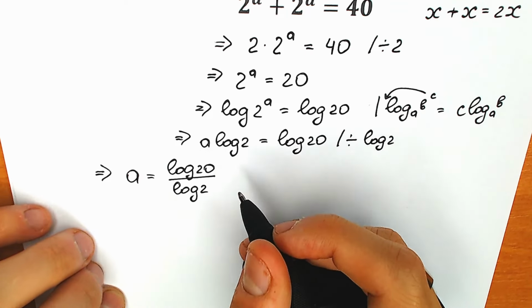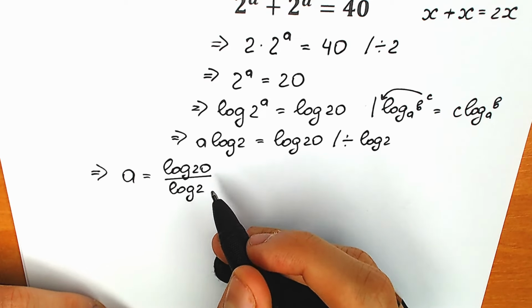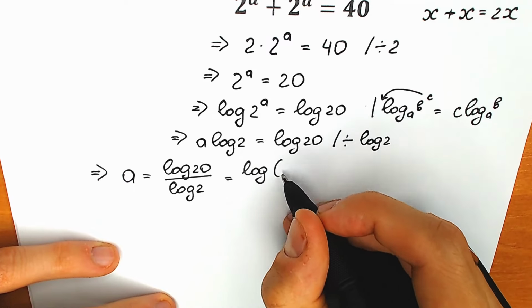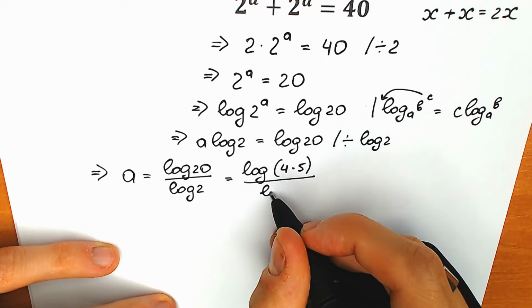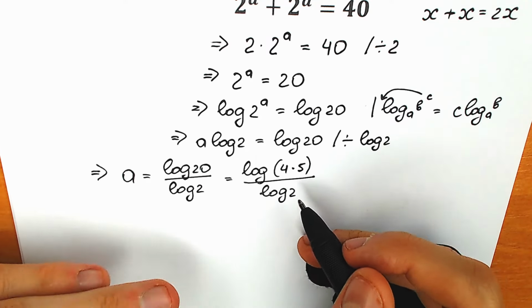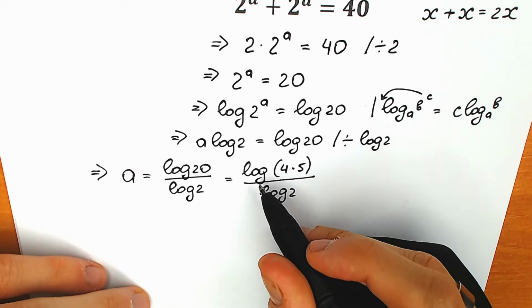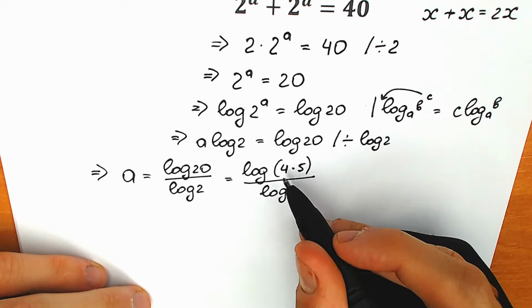And right now a lot of students might be saying, okay, this is our final answer, but this 20 can be written as 4 times 5, so let's do it. As a result, we have log of 4 times 5, all over log 2. Secondly, there are a lot of ways we can simplify it, to be honest. This is my way. Of course, you can write it in your own way, but let's see how we can simplify it according to my steps. So log of 4 times 5.